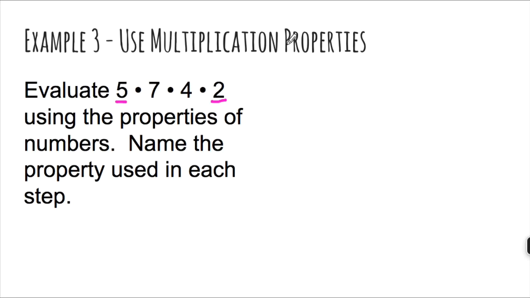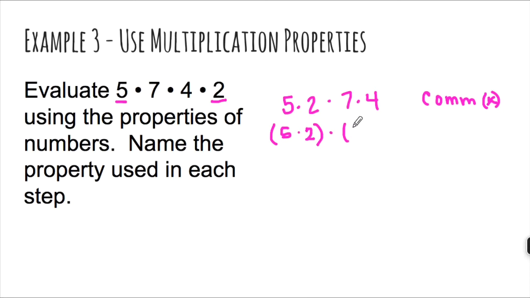So first I'm going to reorder it. So I'll have 5 times 2 times 7 times 4, and that is the commutative property. And this is of multiplication. We can use our x times sign for this one. Next, I'm going to group them. So I really wanted to do this 5 times 2 first. So that's going to be my associative property of multiplication. So 5 times 2 is 10, and 7 times 4 is 28.